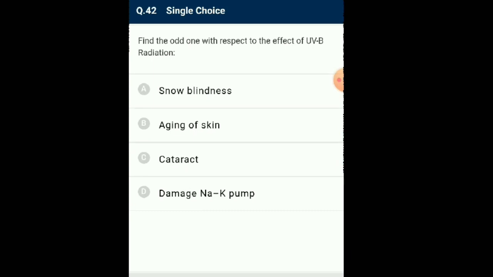Question number 42. Find the odd one with respect to the effect of UVB radiation. UVB radiation does not damage the sodium potassium pump. The sodium potassium pump is used in nerve signaling processes, heart contraction, and kidney function. So the answer for this question is option D. Damage to the sodium and potassium pump is given, that is incorrect about UVB radiation.